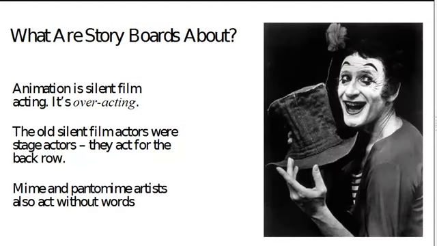And animation is really a lot like silent film acting from the old silent film days. It's really about overacting. And the old actors, people like Charlie Chaplin and Buster Keaton, they acted for the back row because they came from vaudeville. They came from the stage. And nowadays, of course, mime and pantomime artists will sort of do the same thing.